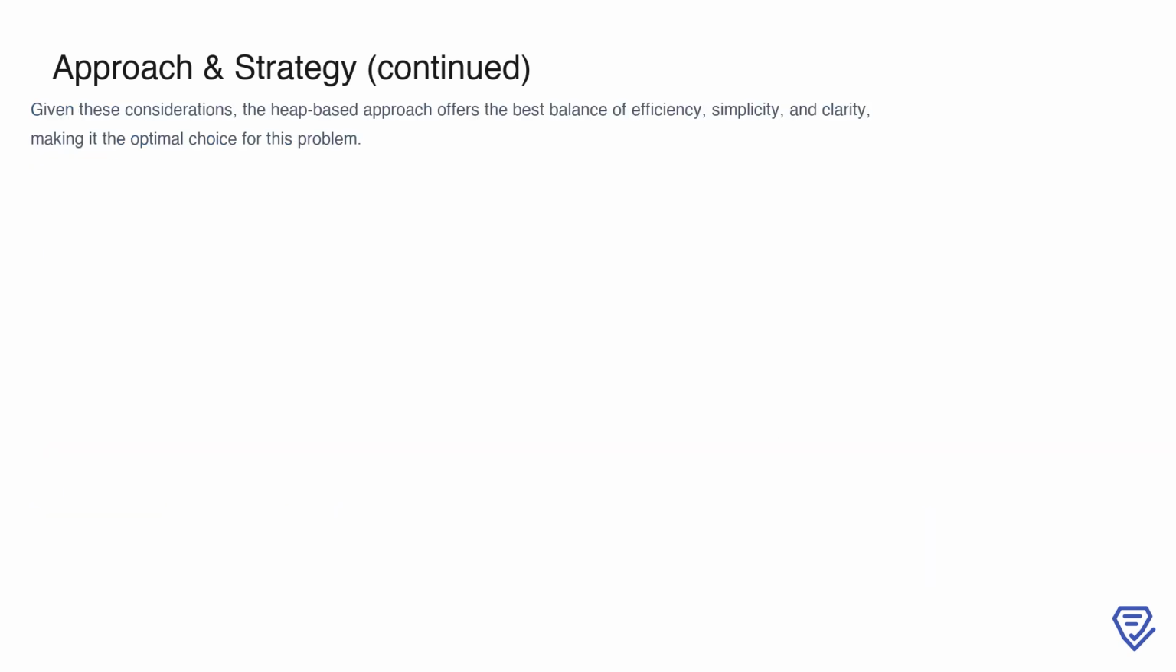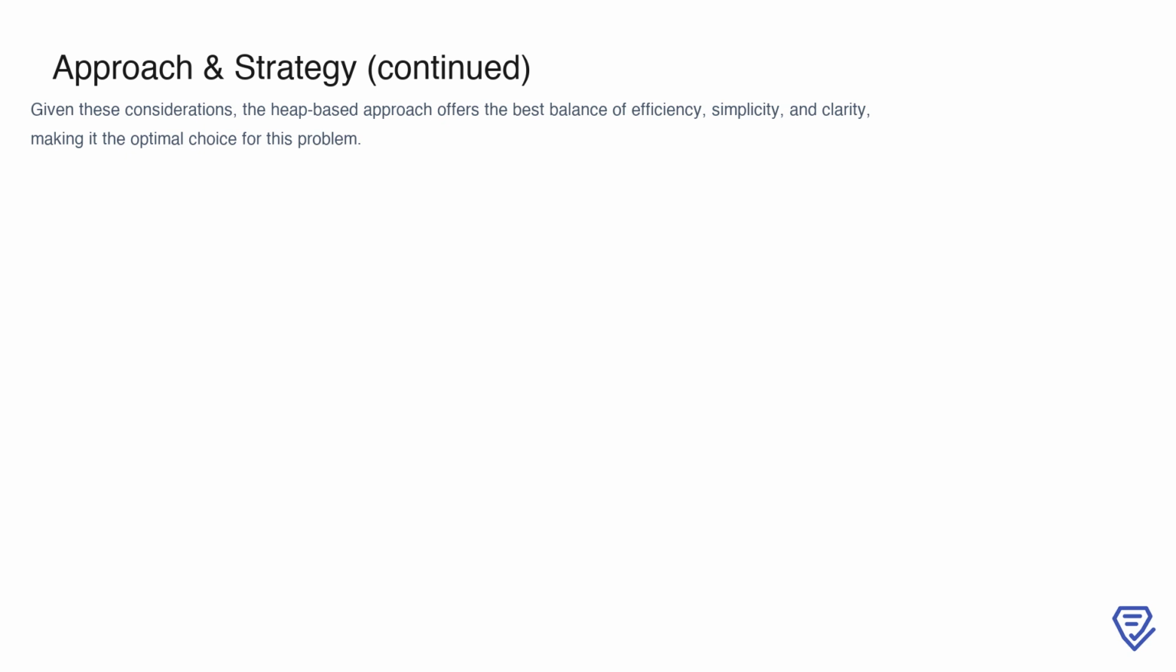Taking all these factors into account, the heap-based approach emerges as the optimal solution for the sliding window median problem. It offers an excellent combination of efficiency, simplicity, and clarity, making it highly effective for this task. The two-heap strategy not only reduces the computational overhead but also ensures the solution is straightforward to implement and maintain, even for larger inputs. This balance of practicality and performance is why the heap-based method is the preferred choice for this problem.